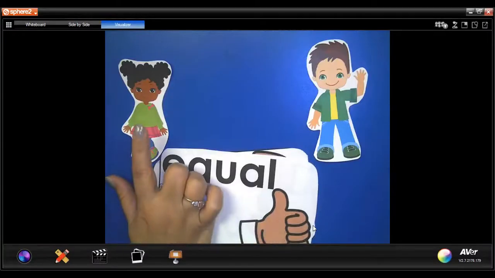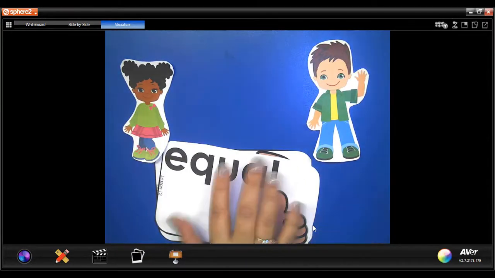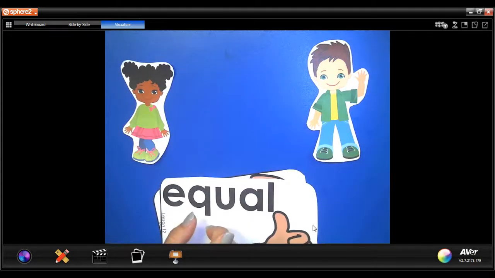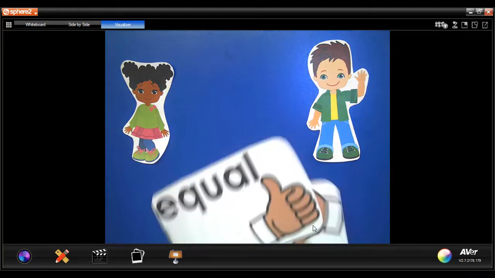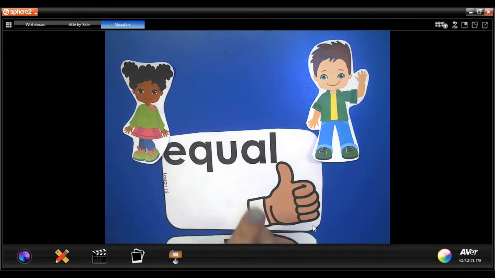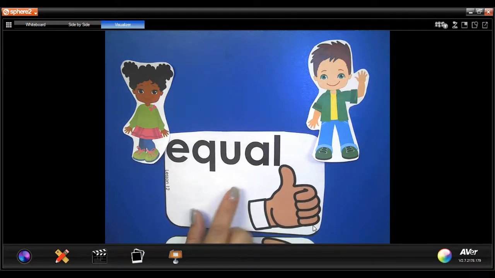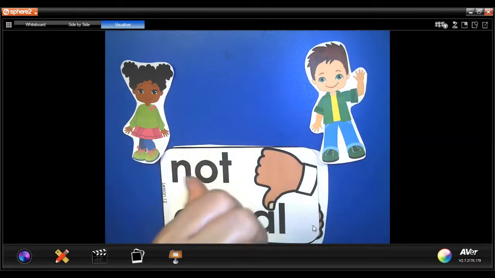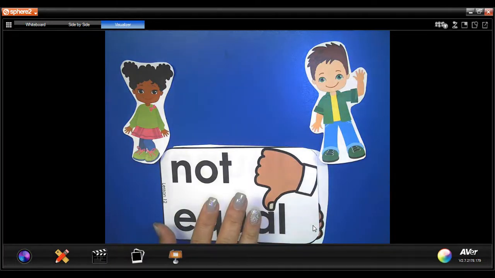Okay, for this activity, we're going to use this little girl and this little boy. We're going to have different things that we're going to share. One's going to be for the girl and one's going to be for the boy. And we're going to decide if we are sharing equally or if we're sharing not equal. Remember, when it's equal, we have a thumbs up because everybody's going to be happy because both things that we're dividing are going to be the same size. And when it's not equal, we say thumbs down. We're not happy because somebody's going to get a big piece and somebody's going to get a little piece.